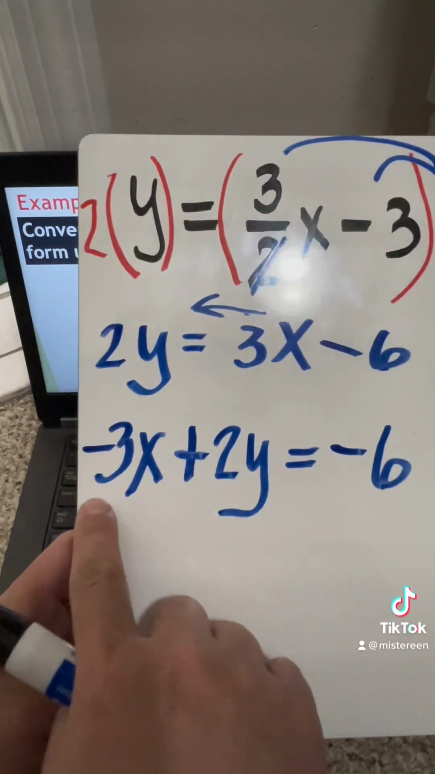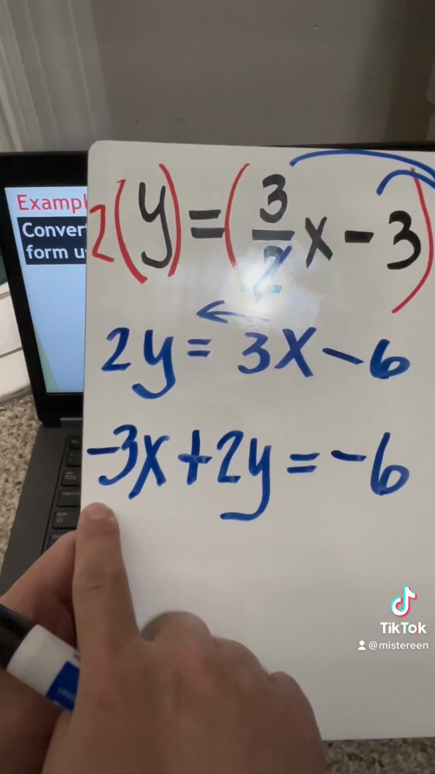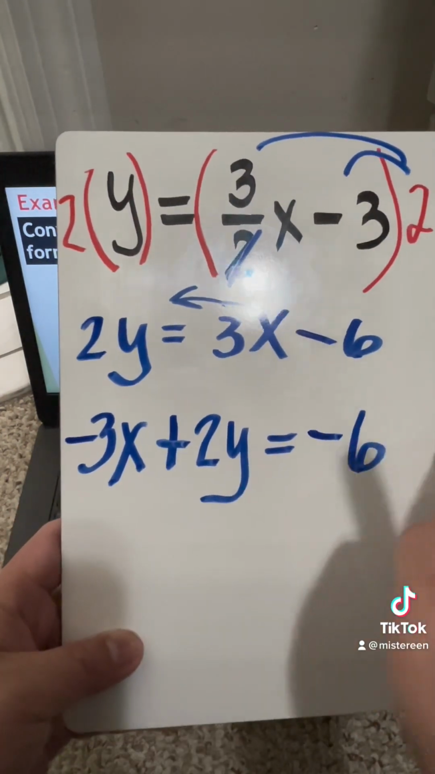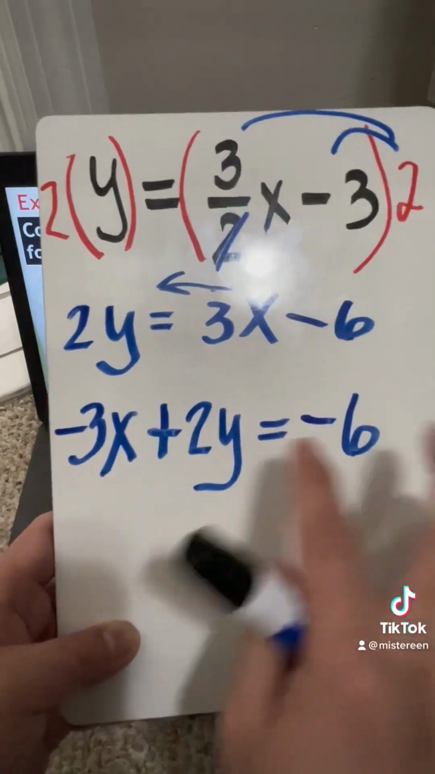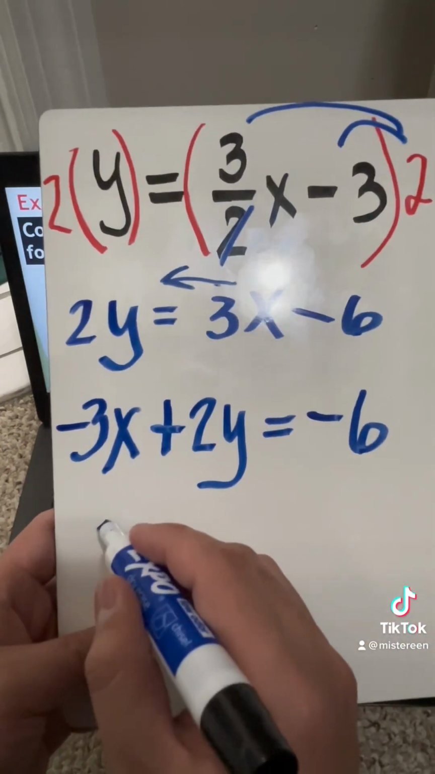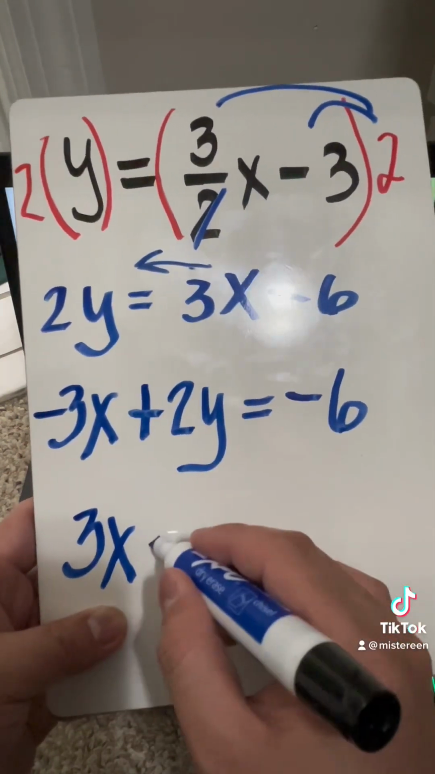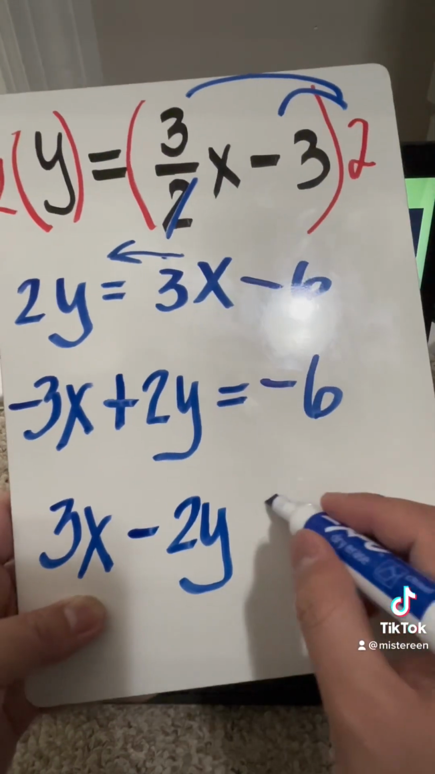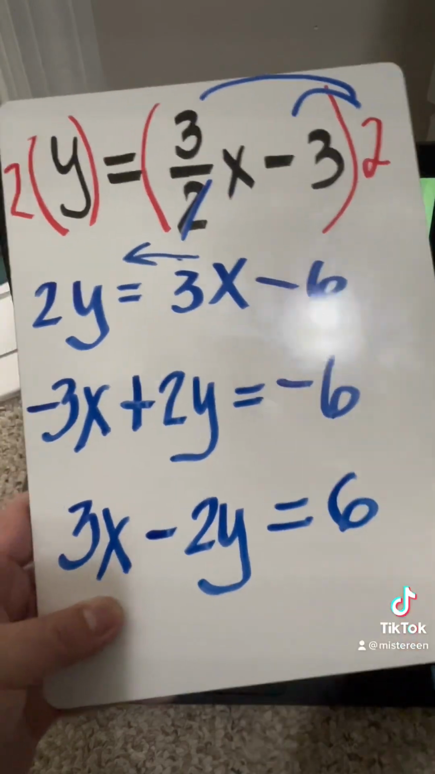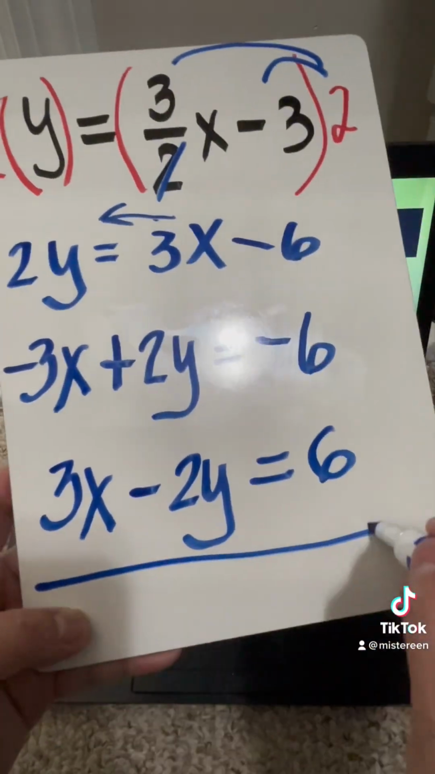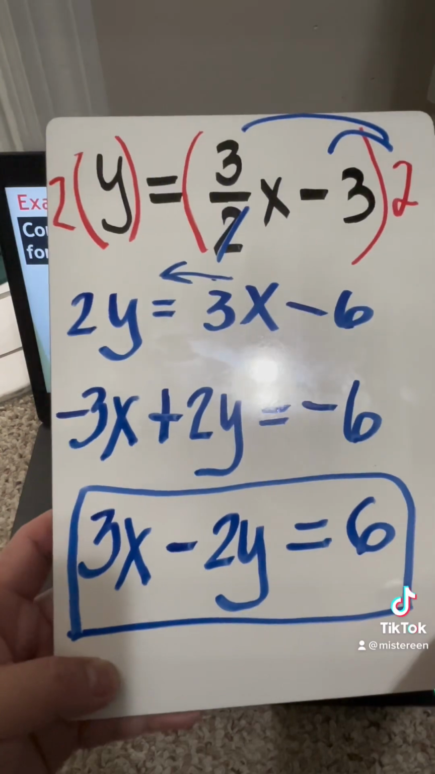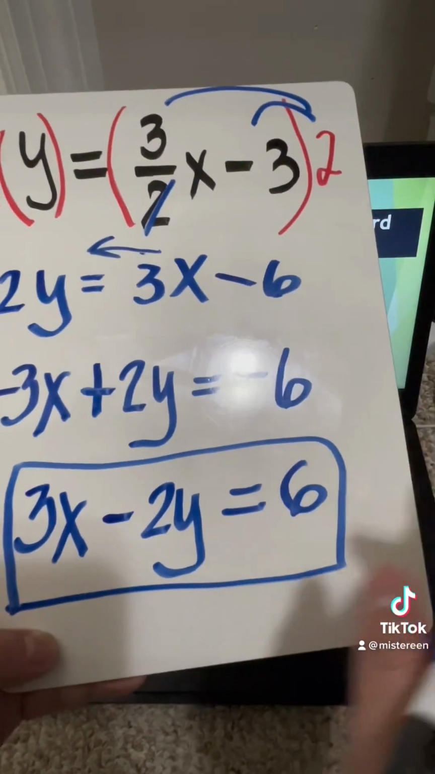And then remember, the first number must be positive. If it's negative, we need to flip everything. If it's already positive, then let it stay the same sign. So we need to flip here. So 3x from negative becomes positive, negative 2y becomes... 2y becomes negative 2y, and negative 6 becomes a positive 6. Okay, so this is now our standard form: x and y on the left, the constant on the right.